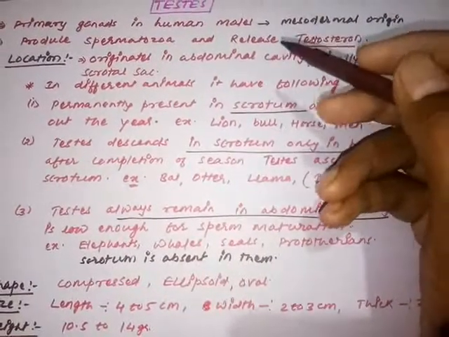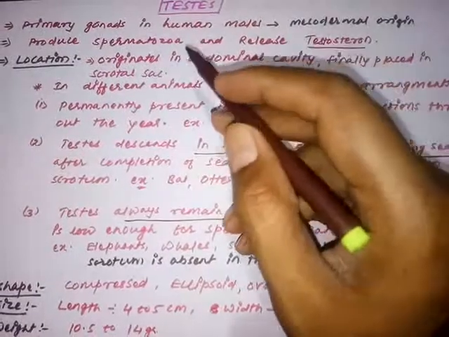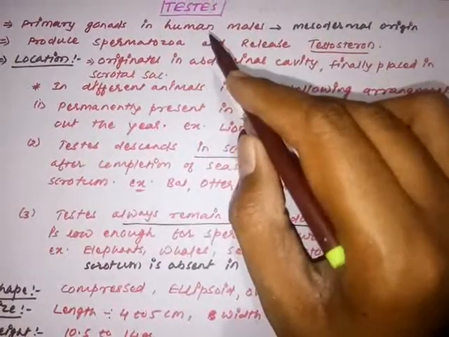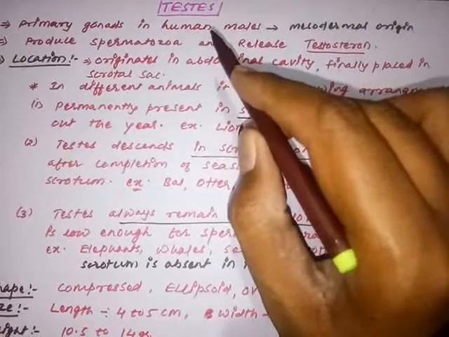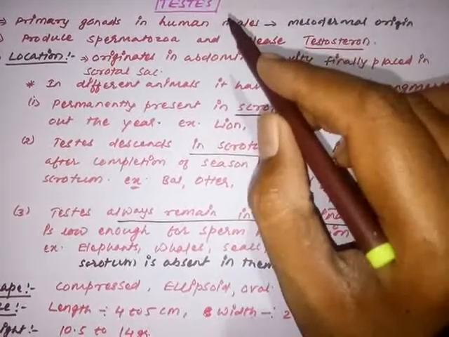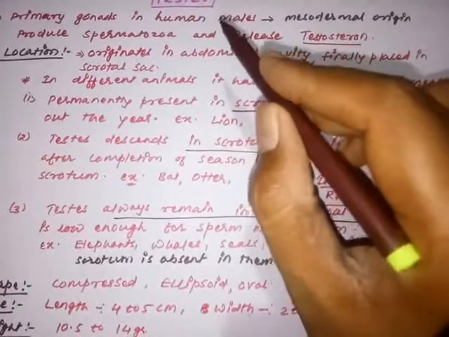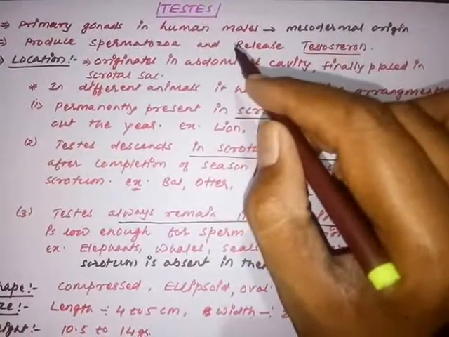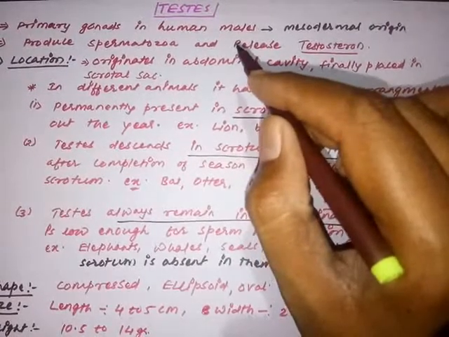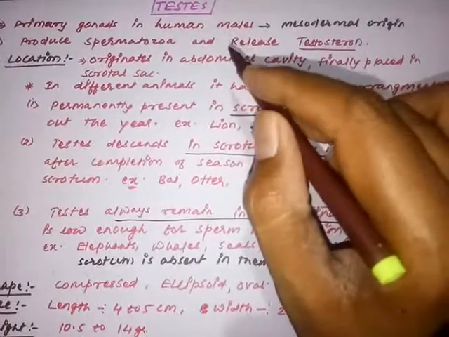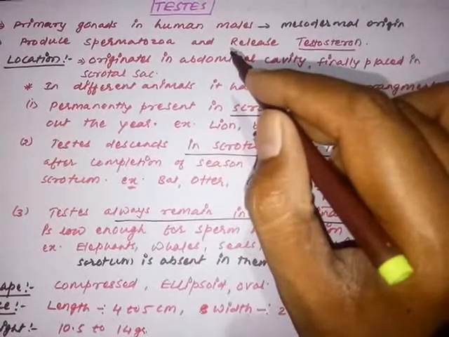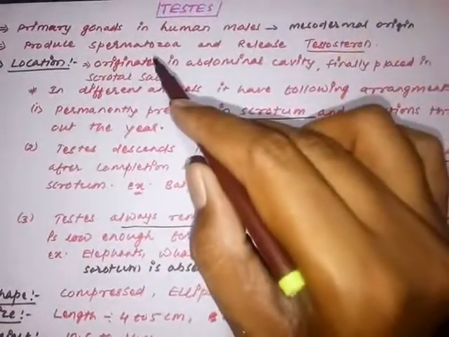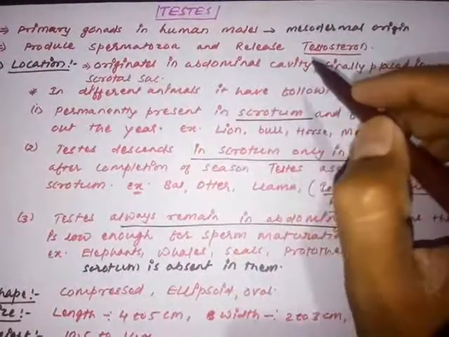So just look at the points I'm going to discuss here. The testis is considered as the primary gonad in the human male. You know very well the meaning of primary gonad. Primary gonad means the structure which is responsible for the formation of the gamete. So testis is the structure which is going to form the spermatozoa and release some hormones.